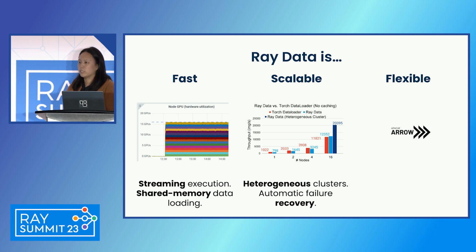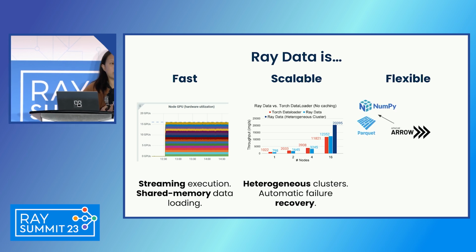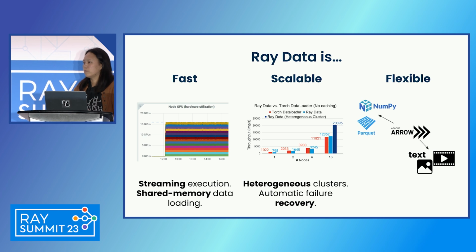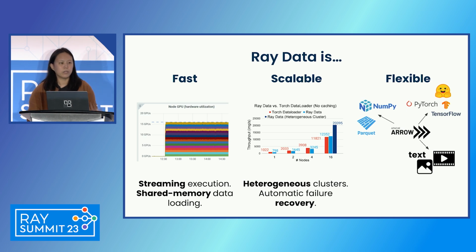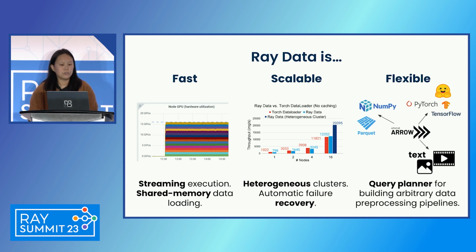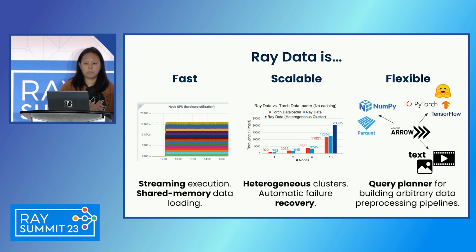Array data is also flexible. So the in-memory format that we use is standardized on Apache Arrow. And this is an interoperable format that makes it easy to work with other popular data formats like NumPy and Parquet, with different data modalities such as text or video or audio, and also with all of the popular model frameworks like PyTorch, TensorFlow, and Hugging Face. Array data lets you build these arbitrary data preprocessing pipelines, and it comes with a simple query planner that allows you to do things like group by.